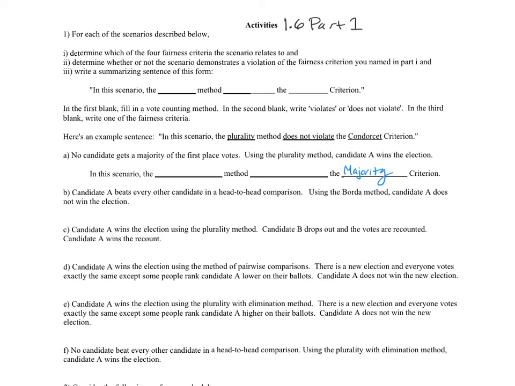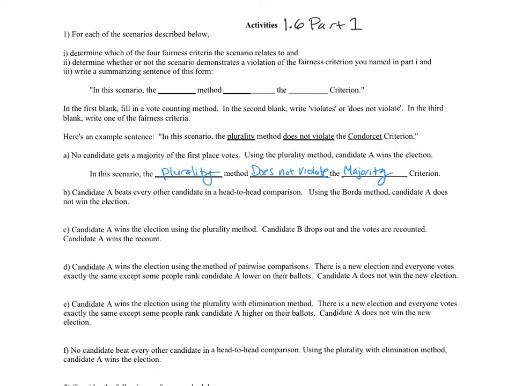So let's remember what the majority criterion says. It says that if someone gets a majority, they should win the election. It doesn't say what should happen if no one gets a majority, only that if someone gets a majority, they should win the election. So since it doesn't say anything about the case where no one gets a majority, this does not violate the majority criterion. And the method we were using to calculate the winner was plurality. So in this scenario, the plurality method does not violate the majority criterion. Remember, the only way to violate the majority criterion is if somebody gets a majority but loses the election.